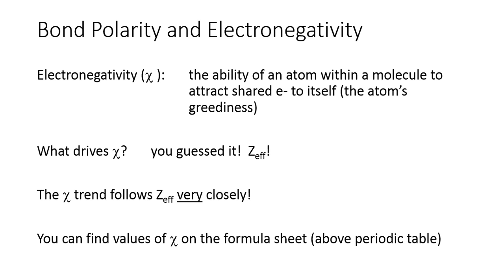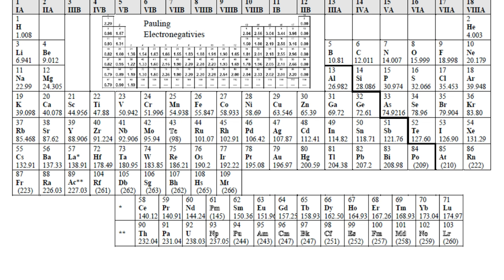If you are looking for values of electronegativity on the formula sheet, you can find them just above the periodic table, shown here as Pauling electronegativities. And as you can see, each one of the atoms has got an electronegativity associated with it. For example, fluorine has got an electronegativity of about 3.98.